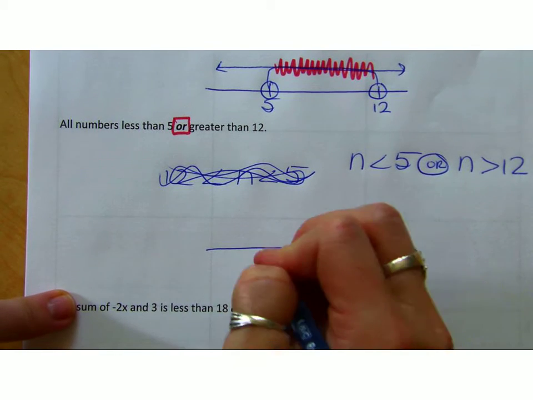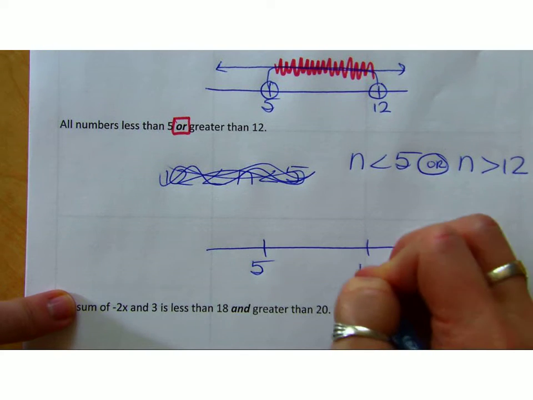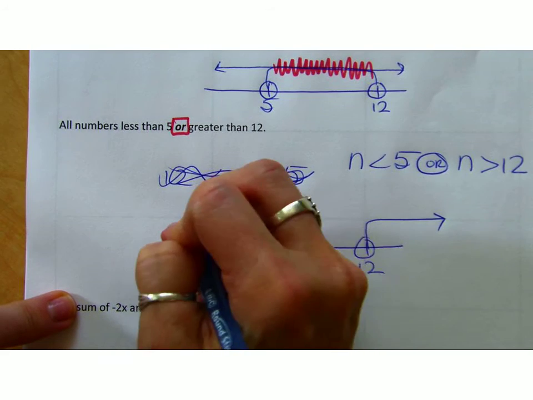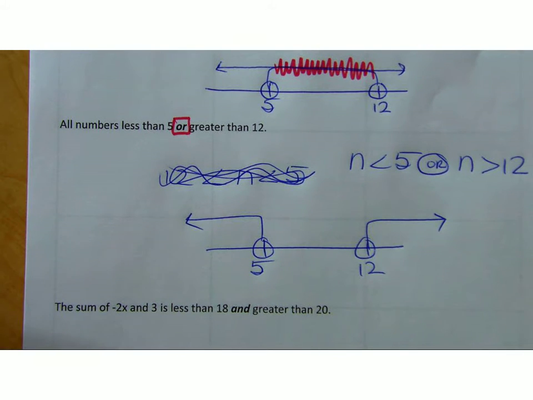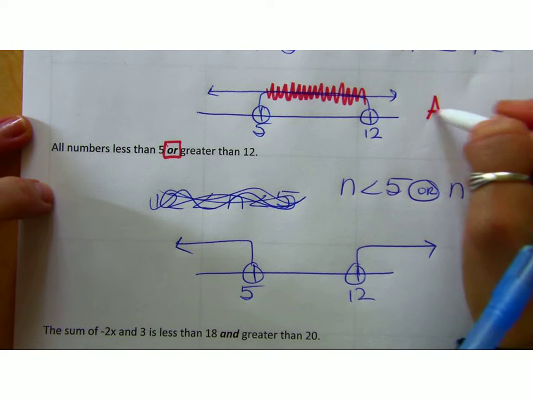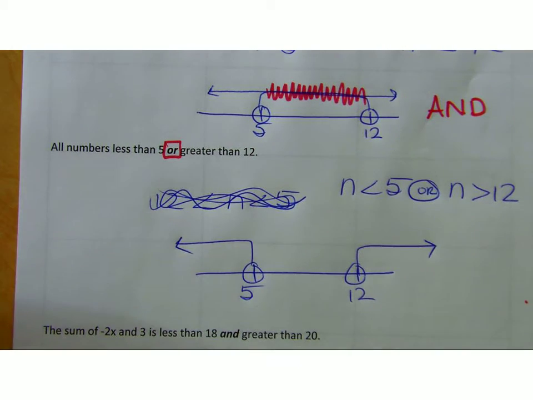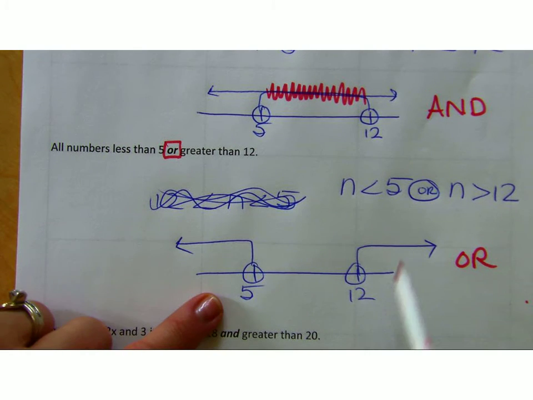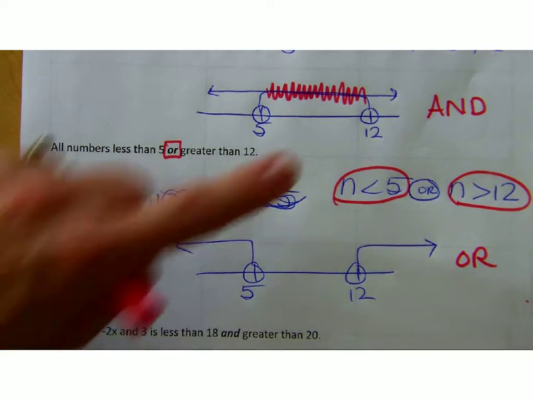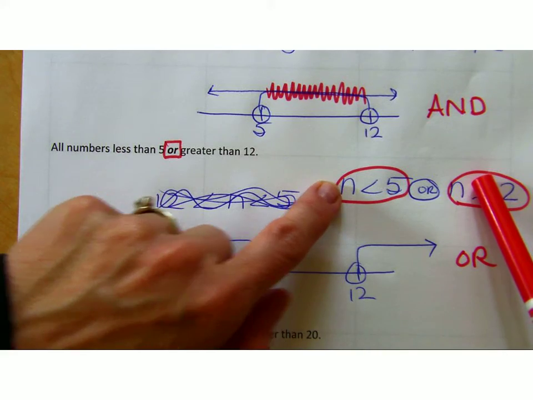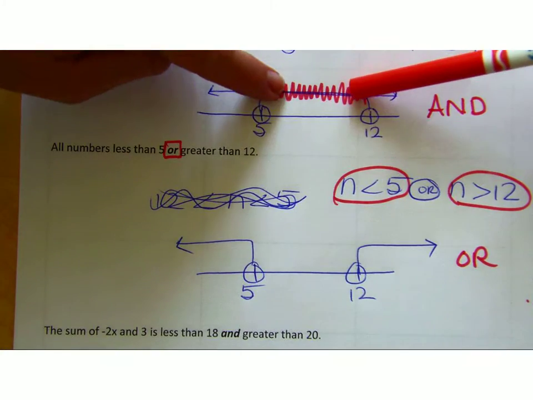Now let's take a look at this graph. If 5 is here and 12 is there, here's greater than 12, here's less than 5. This is pretty standard. This is what your typical "and" looks like. They cross over. This is what your typical "or" looks like. Meaning, what is your answer? It's the inequalities. That's your answer. So your graph is telling you this. Your inequality is telling you that.